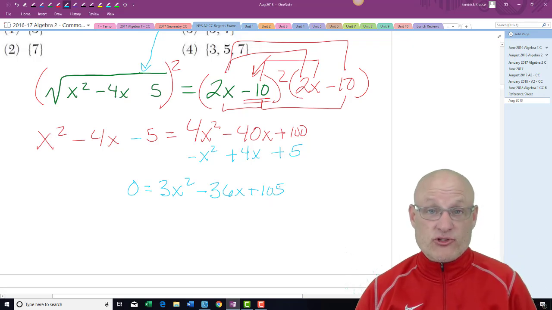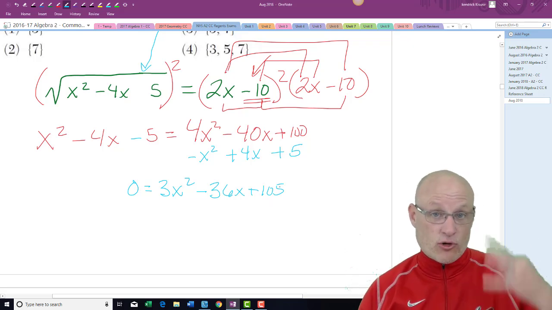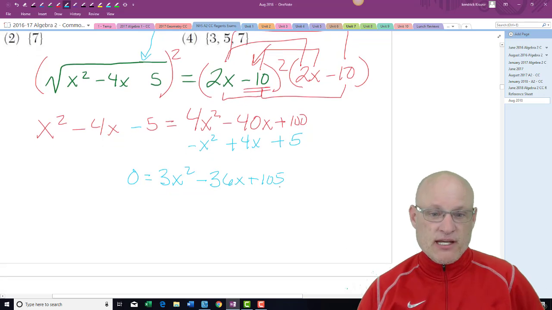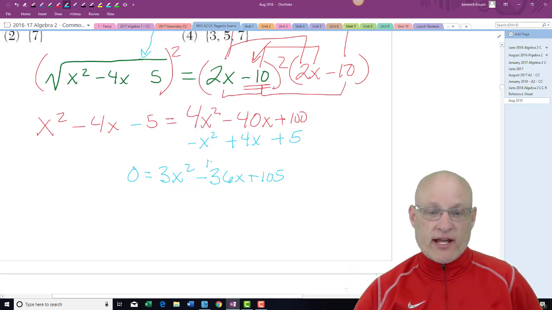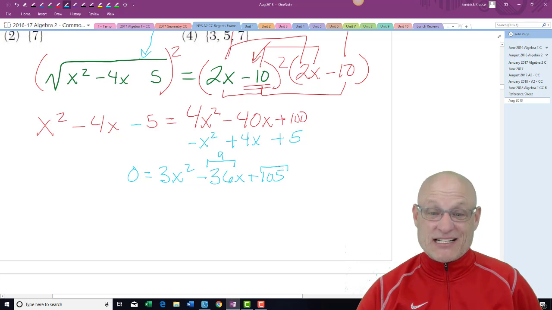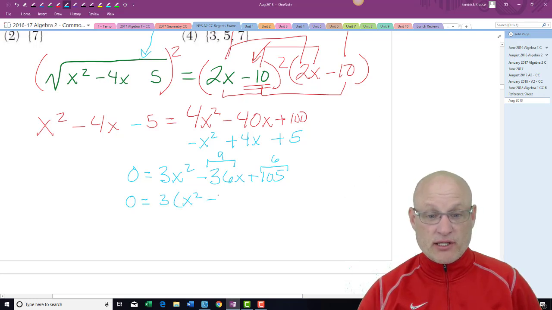Now, I always look for a GCF. Do you guys know the divisibility rule for 3? If you add up the digits and that's divisible by 3, the number is divisible by 3. So these add up to 9, which is divisible by 3, so I know 3 goes into that. Add up those, that's 6. 3 goes into 6, so 3 goes into that. So I'm going to take that 3 out, because that makes my life a little bit easier. And I believe this is 35.